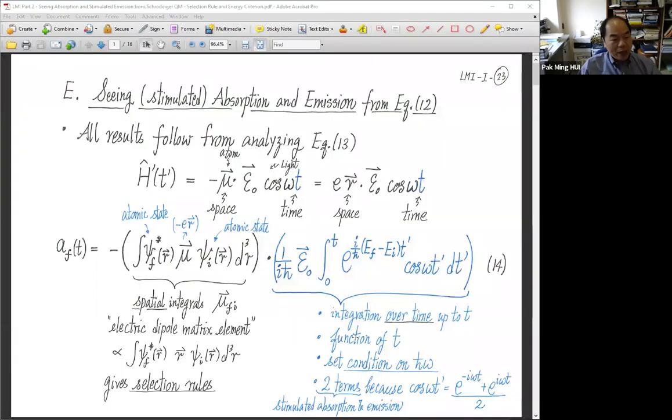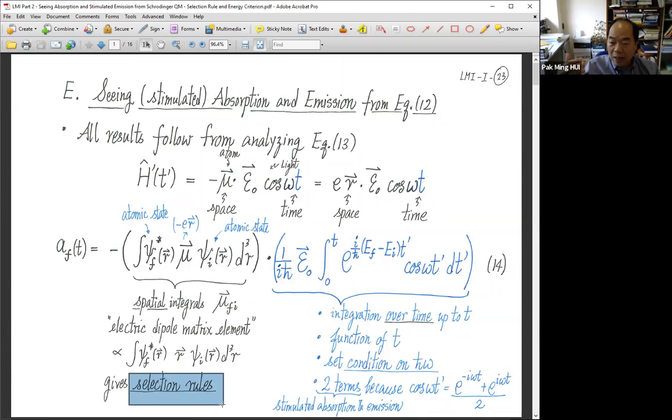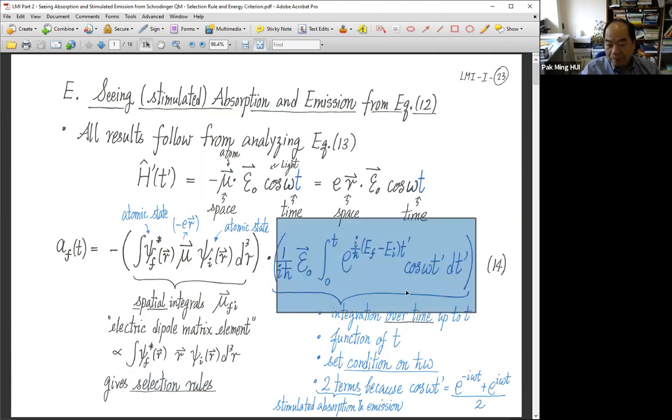So let's start. The first thing, collect key results from that final equation. So I copy the same equation again here, okay? And I already explained the anticipated consequences. The spatial integral will give us selection rules: what is allowed, what is not allowed. And this will give us an energy criteria, okay?